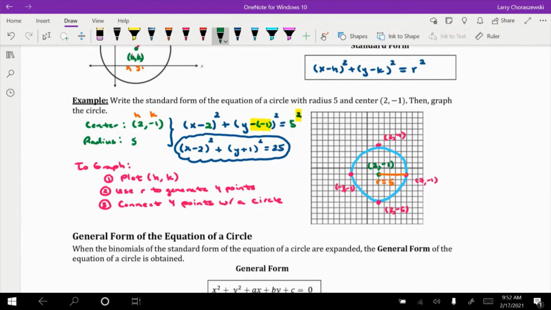All right, and that's really all there is to it in terms of writing the equation of a circle in standard form. Once you have the radius and center, just plug them in, simplify if possible, and then to graph it, just plot the center, then use your radius to generate points above, below, to left and right, and then just connect the 4 points with the circle as best as you can.